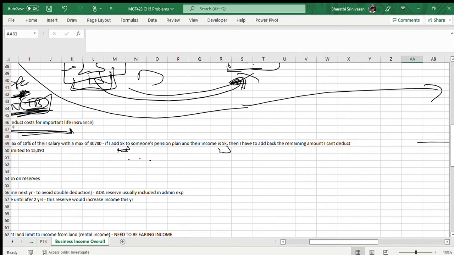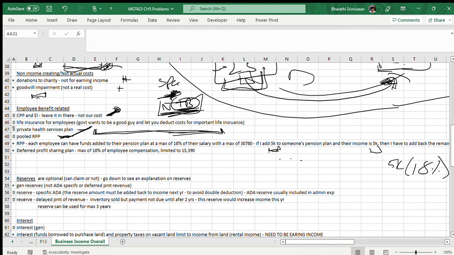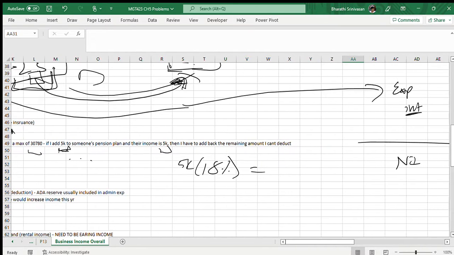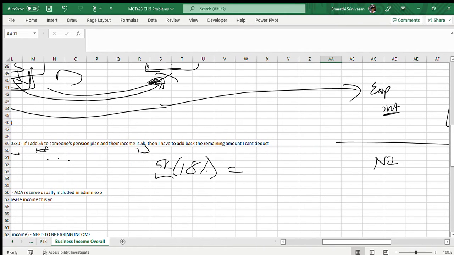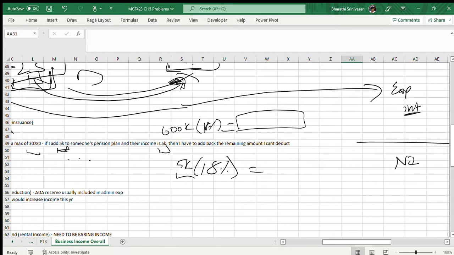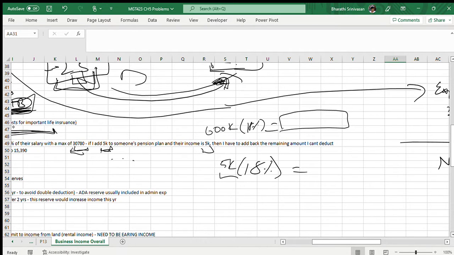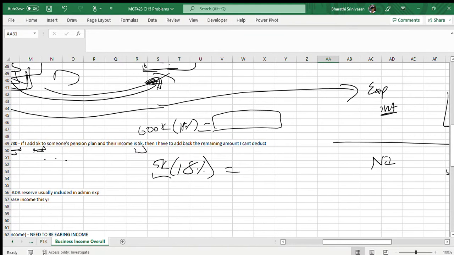The only thing I can deduct as an expense is 5K times 18%. I have to make sure that 5K times 18% is less than this 30,000. It obviously will be, because 5K is less than 37,000. But if your income was, let's say, 600K times 18%, then you're going to have a really high limit. But they're like, you know what? I don't want you to deduct too much, so we're going to cap it at 30,780. So anyway, this 5K times 18% is what, 900-ish.